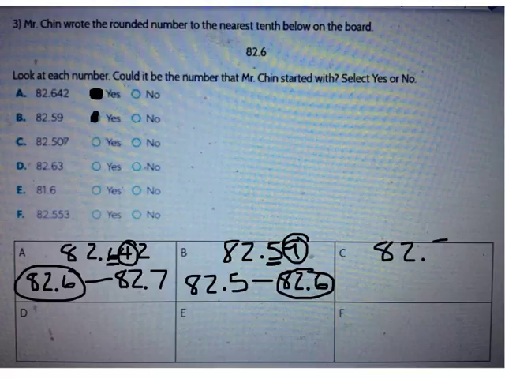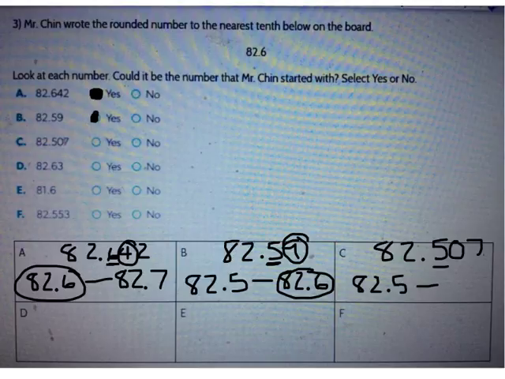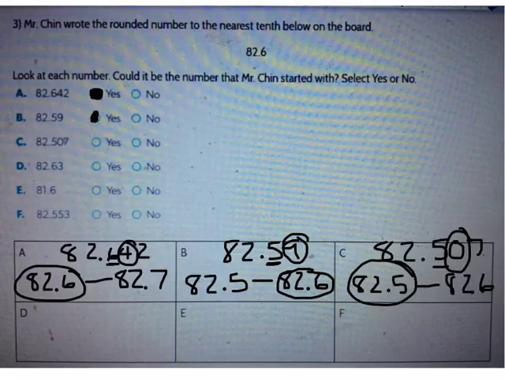Now you try C. Could 82 and 507 thousandths have been the original number? Round to the nearest tenth to find out. Well, 5 is in the tenths place, so this is between 82 and 5/10 and 82 and 6/10. The 0 in the hundredths place tells me to round to my smaller number. So no, this could not have been the original number.